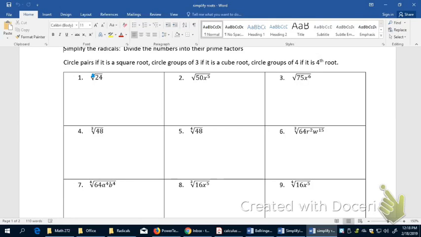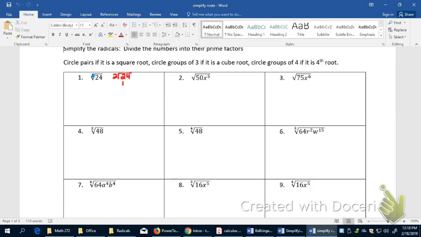Okay? Now, number 1 should be pretty simple because we've been doing that. But if you look at number 2 and number 3, what's different? It's got X's in it. Okay, we're going to do it the same way. We're still going to circle pairs of things, but there's going to be X's in the answer. Okay, so let's look at number 1. I feel like you guys are pretty good at this.